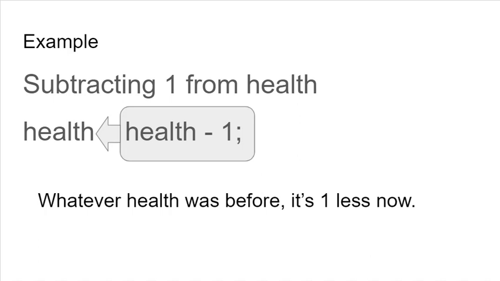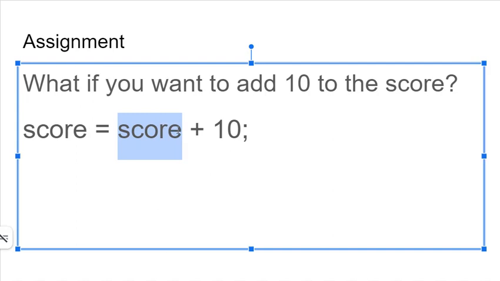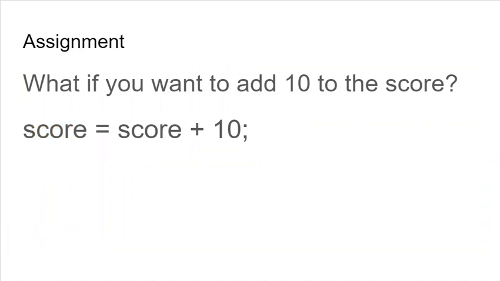What if we wanted to add 10 to score? It would be the exact same thing, right? Same syntax. Pull score out of the box, add 10 to it, and now that we've computed that right side, assign it back to score. Compute the right side and assign it, put it in that target value on the left.